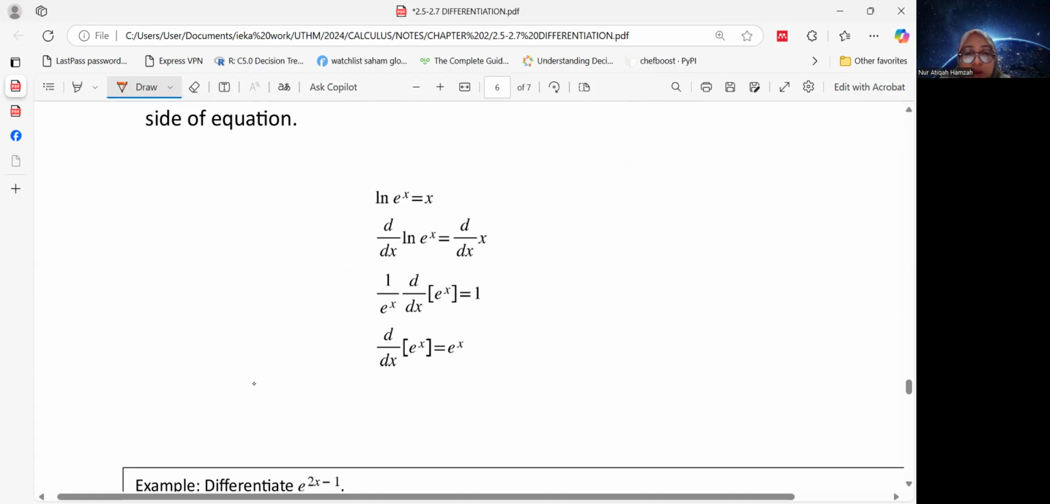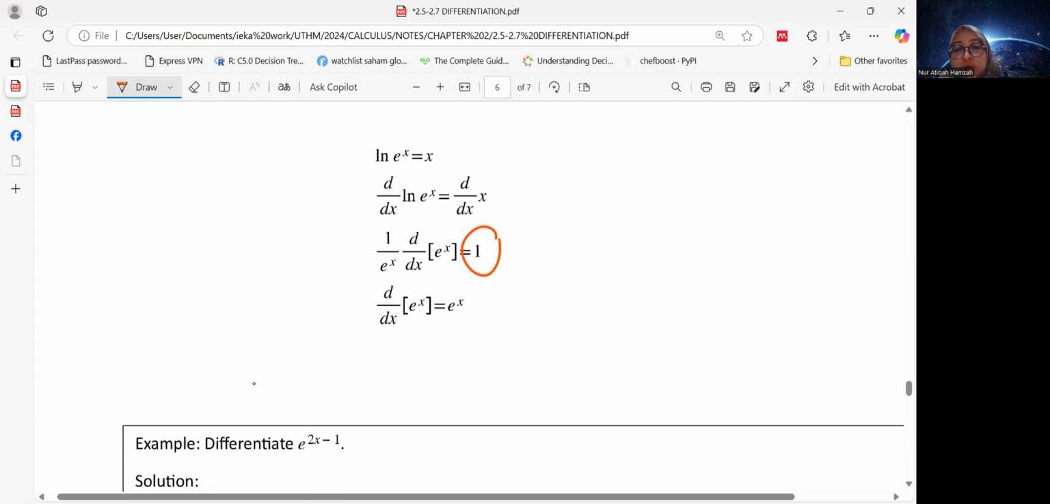Okay, ln e to the power of x equals x. Ni memang fakta yang kita dah tahu sebenarnya. So d over dx, kita nak untuk proving, kita differentiatekan kedua-dua side. So d over dx ln e^x equals d over dx x. So we got 1 over e to the power of x, d over dx e^x equals 1. Okay, so d over dx e^x equals e^x. Bawa ke sini. Dapatlah seperti ini.